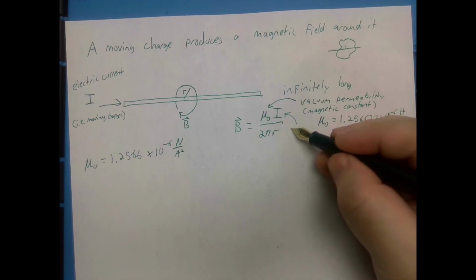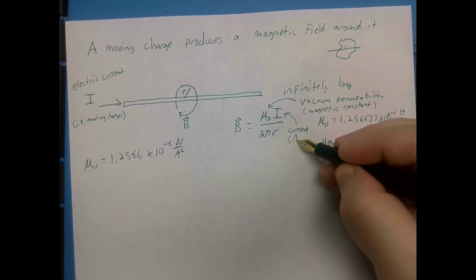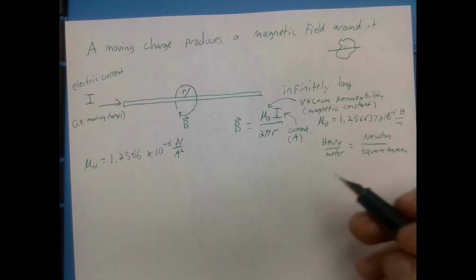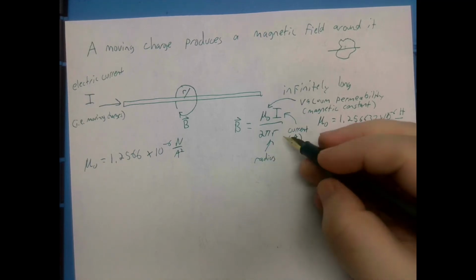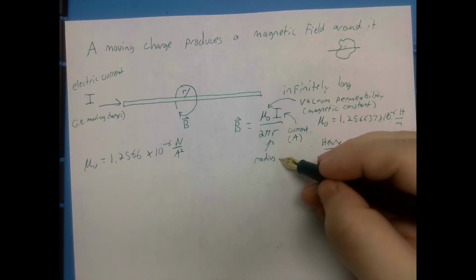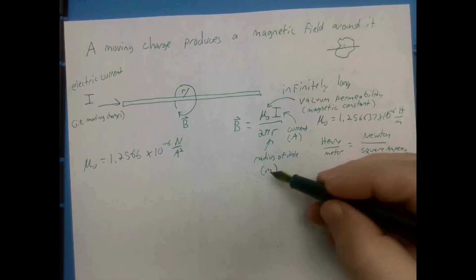This is electrical current measured in amps. And this would be radius from circle. From center of circle, radius of circle. Measured in meters.